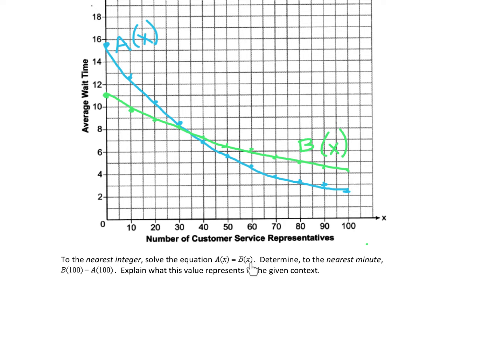Now it says down here, to the nearest integer, solve the equation: when does A of x equal B of x? We could solve this algebraically, but it doesn't say algebraically. I'll do it both ways. But we could do what we did in the last example. Since we have our graph here, we could do second, trace, intersect, and look at where our graphs intersect. Honestly, I would really recommend doing it that way. I wouldn't even bother doing it algebraically, because they had you graph this for a reason.